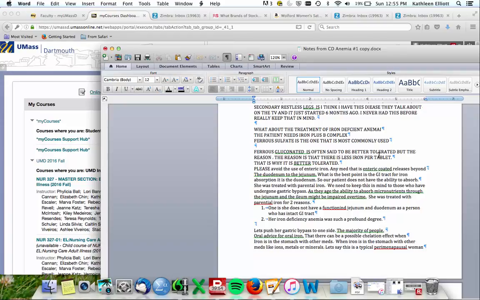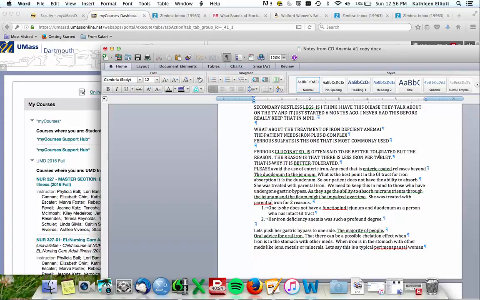What is the best point in the GI tract for iron absorption? It is the duodenum. So our patient does not have the ability to absorb. She was treated with iron, parenteral iron. We need to keep this in mind for those who have undergone gastric bypass. As they age, the ability to absorb micronutrients through the jejunum and the ileum might be impaired over time.